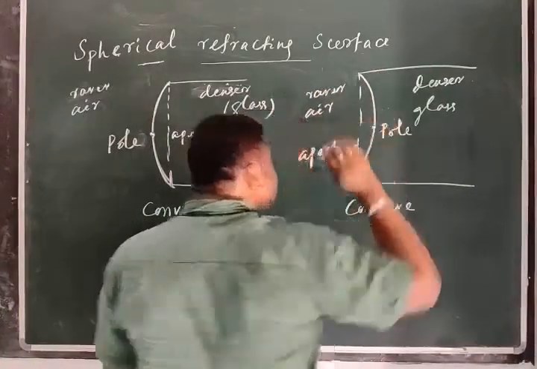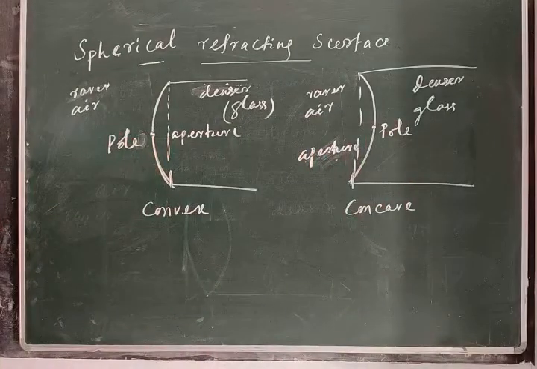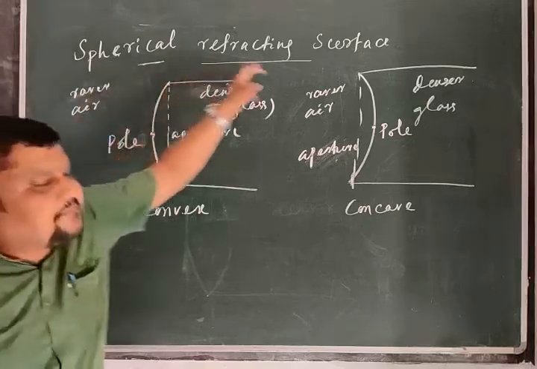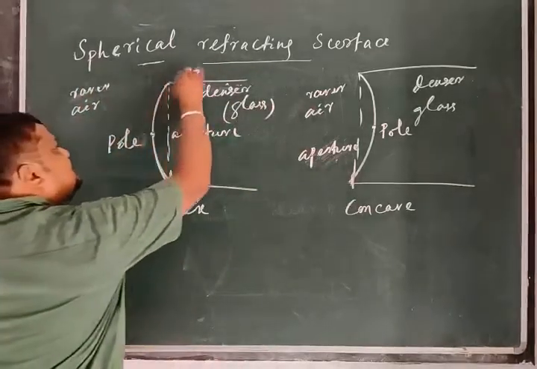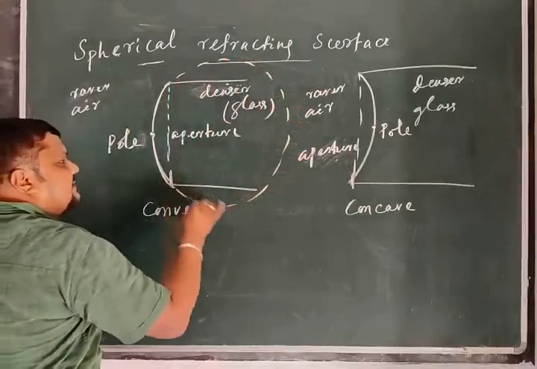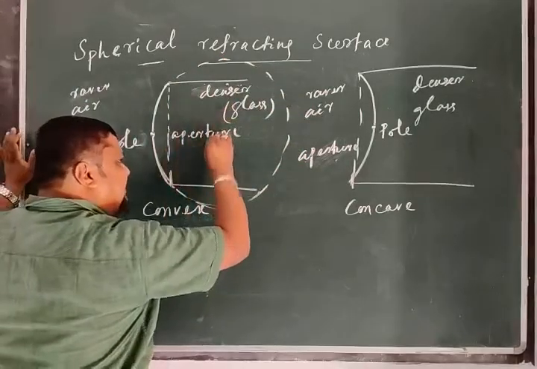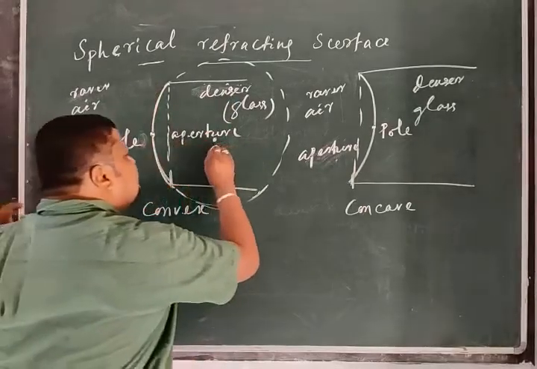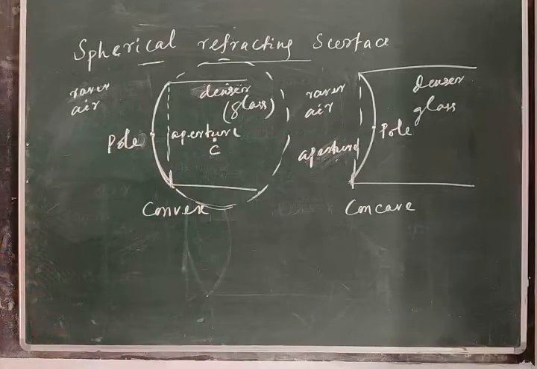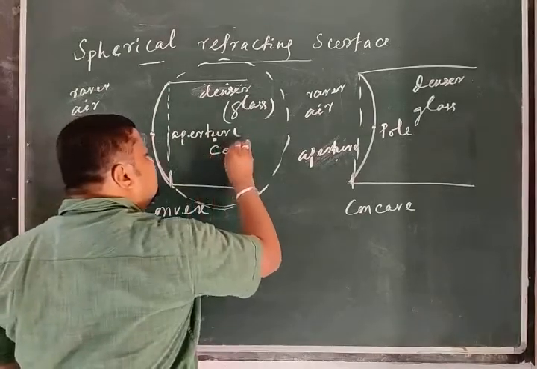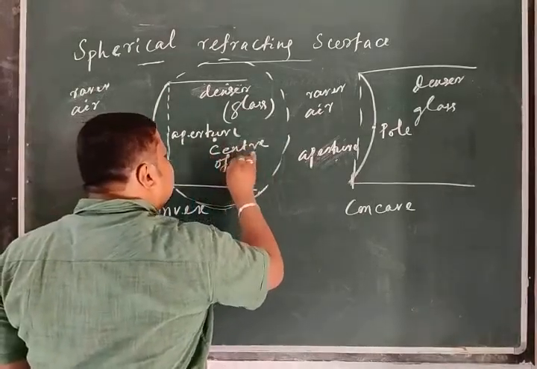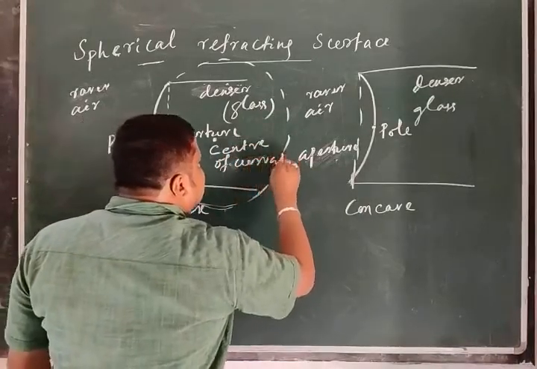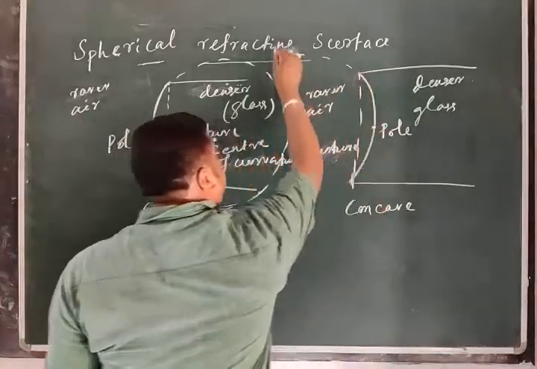Then the other one is the center of curvature. What is the center of curvature? As you know, the spherical refracting surface is a part of a large sphere. This is a large sphere. The center of that sphere of which the surface is a part, that center is called your center of curvature. C is called your center of curvature. And here also, this is a sphere.